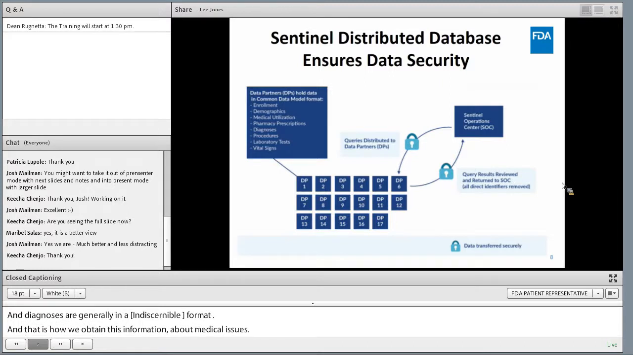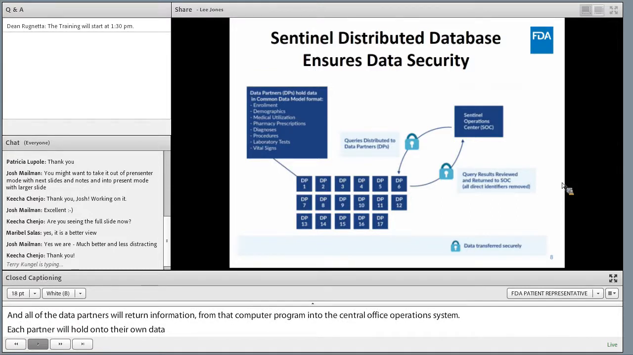So the Sentinel Operations Center distributes a computer program, or a query, to these data partners that have this data in that model. Then the computer program runs on that data, and all of the data partners return information from that computer program to the Sentinel Operations Center. And it's all done securely. Each data partner holds on to their own data behind their own secure firewall. So it's all de-identified, aggregated data. It's very secure, and no one at FDA or the Sentinel Operations Center has access to individual patient-level data.